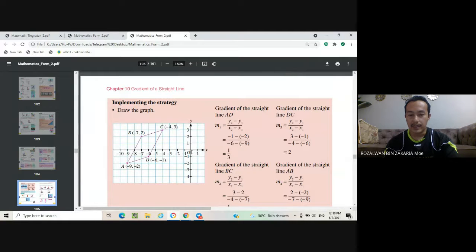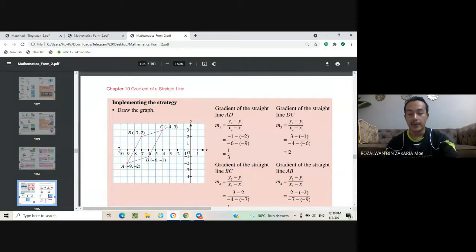So the values of the x-axis to the left after O, O is the origin, are negative values, so that's why the scale is negative 1, negative 2, negative 3, negative 4, then until negative 10. Okay, make sure your scale is correct.